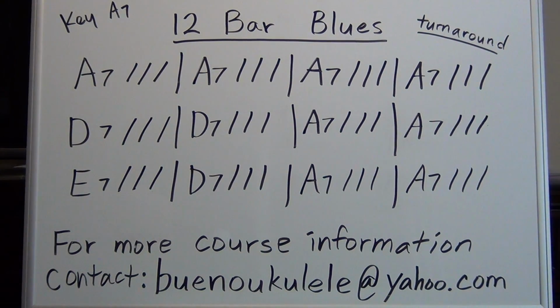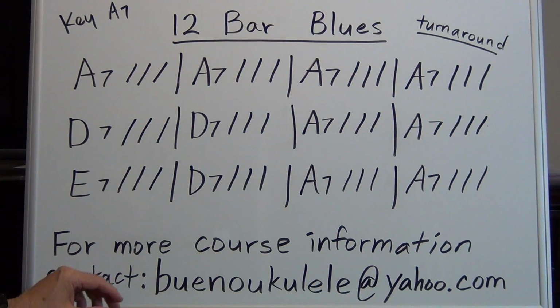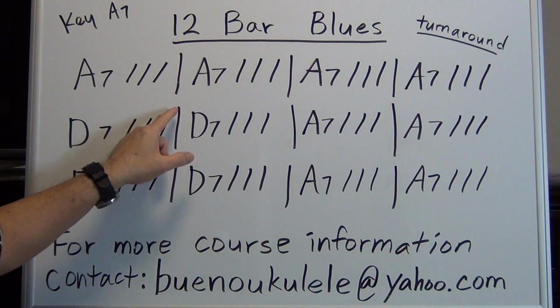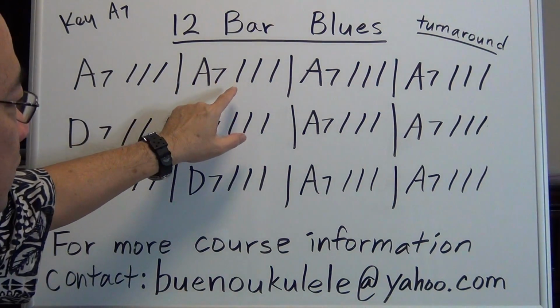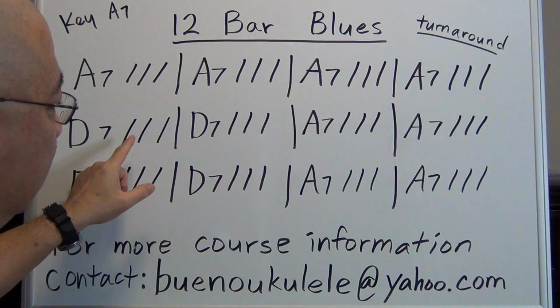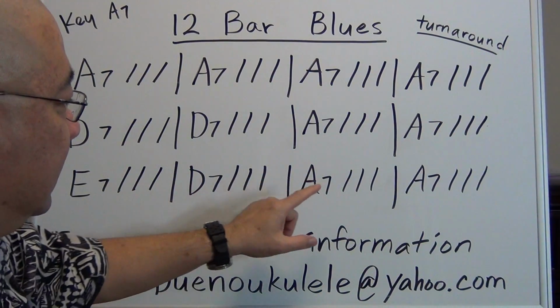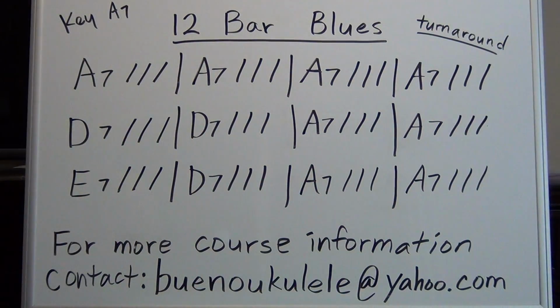So the 12-bar blues is made up of 12 groups, 12 bars, 12 measures of chords. So here we go, 12-bar blues. 12 groups, 12 bars, there's a bar or a measure. Here we go, 1, 2, 3, 4, 5, 6, 7, 8, 9, 10, 11, 12. Once again, 12-bar blues derives its name from having 12 bars or 12 groups of chords.